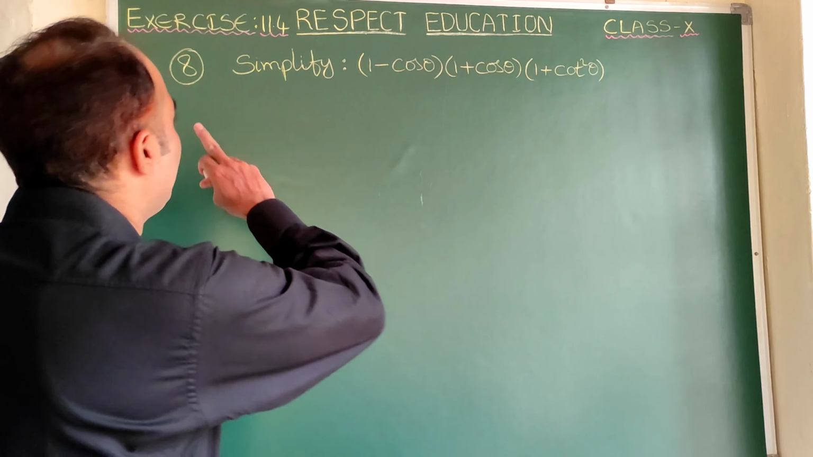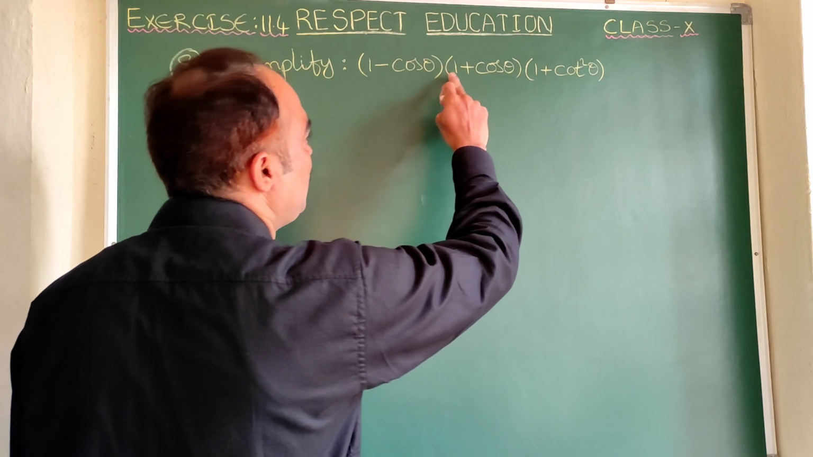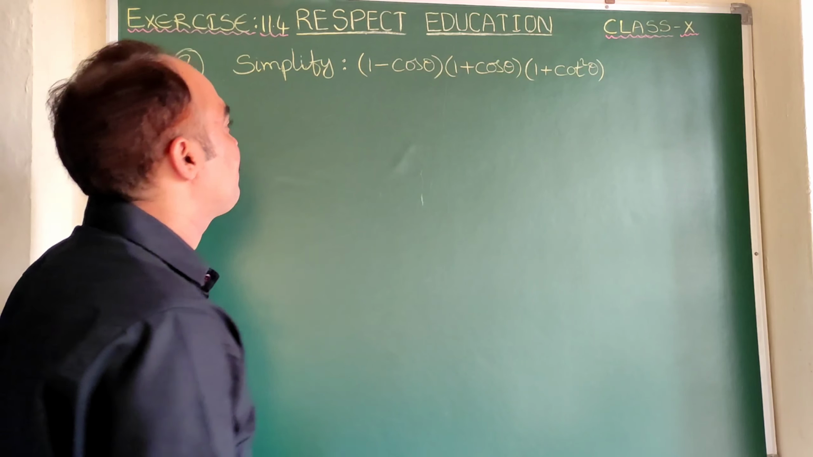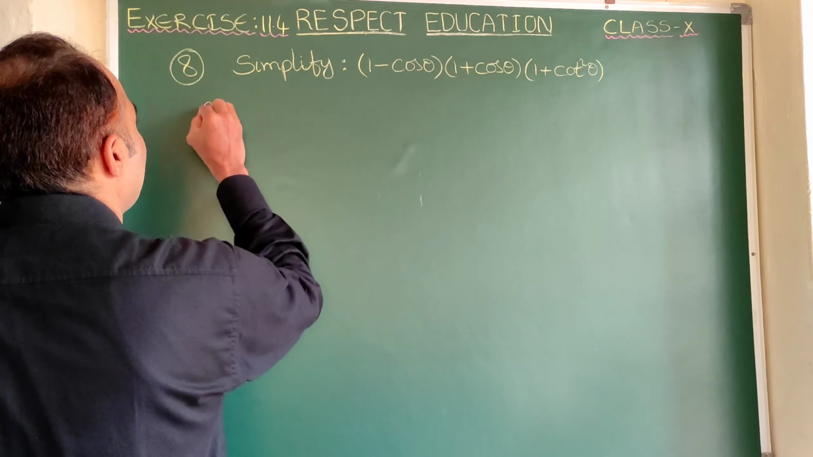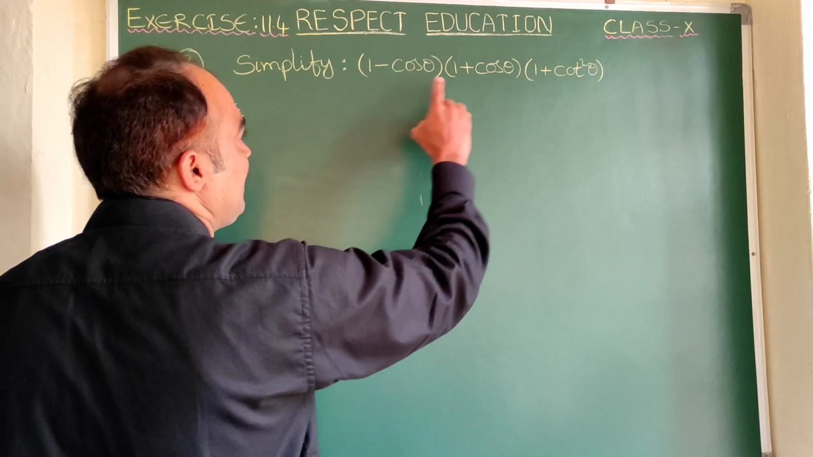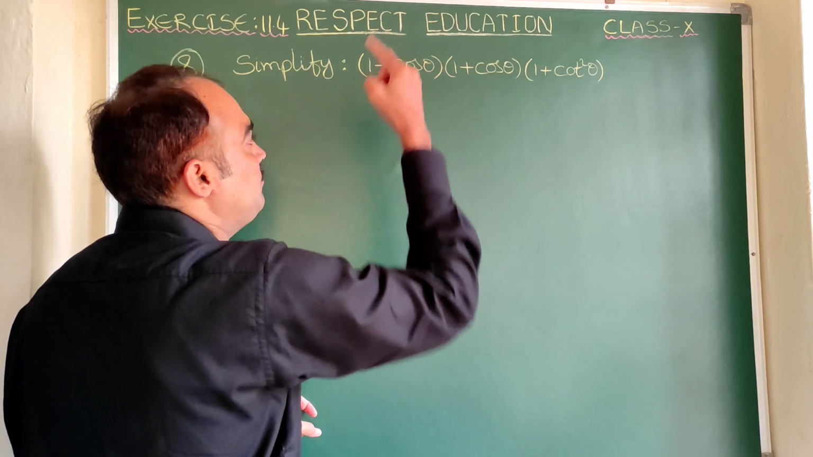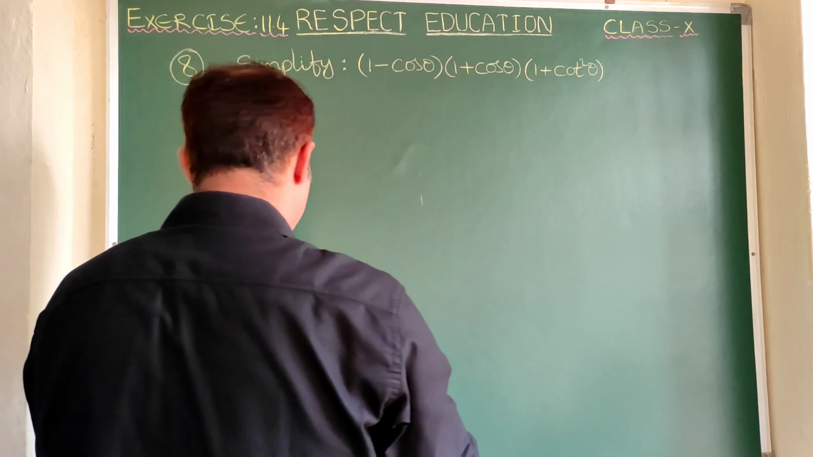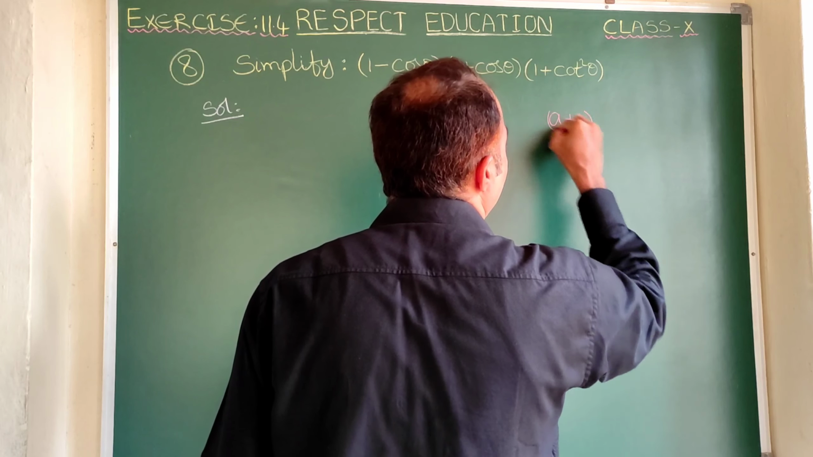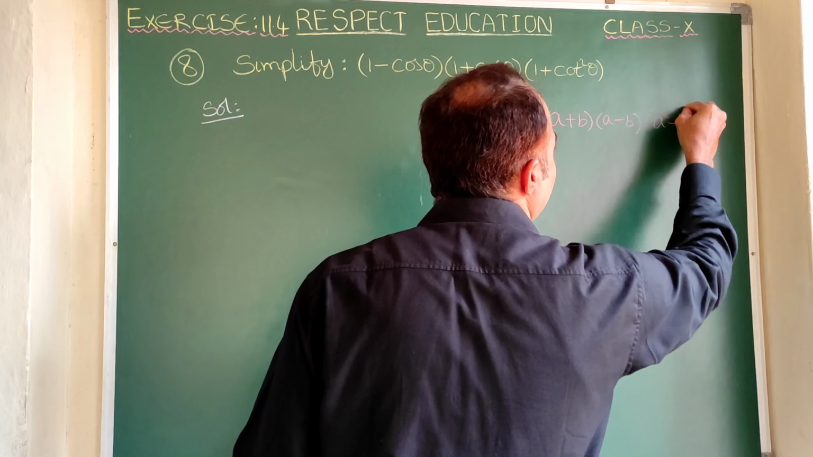Now we see question number 8. Simplify 1 minus cos theta into 1 plus cos theta into 1 plus cot square theta. Now here let us start solving this problem. So it is very clear, this is in the form of A plus B into A minus B. So we can apply the formula of A plus B into A minus B. What is the formula? A square minus B square.